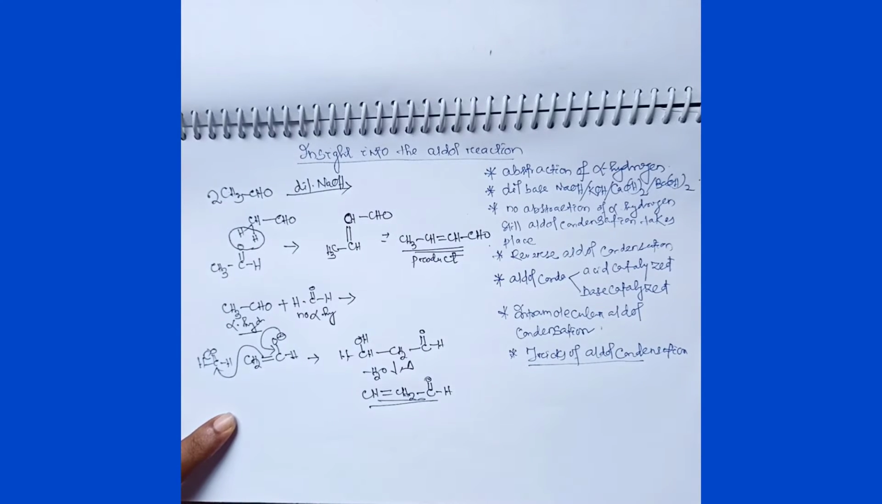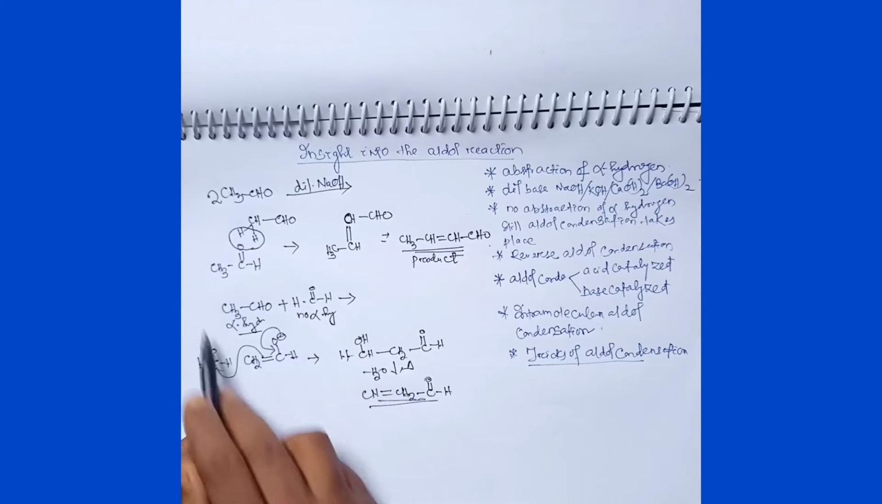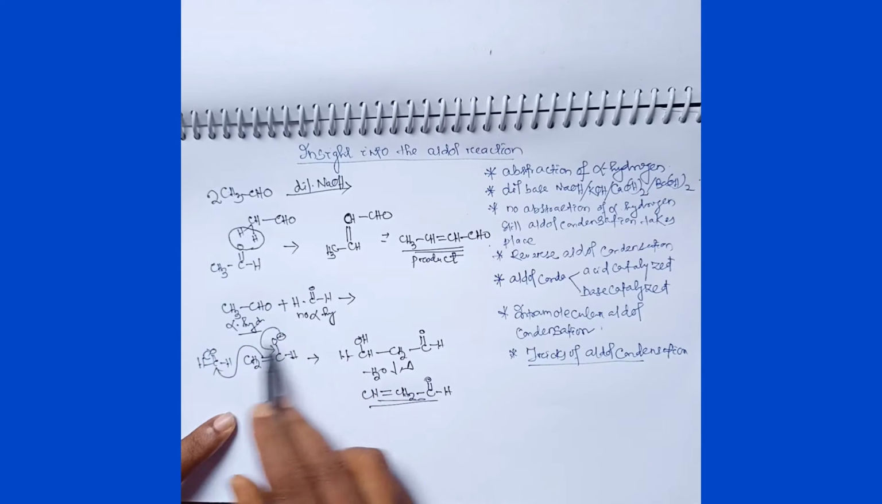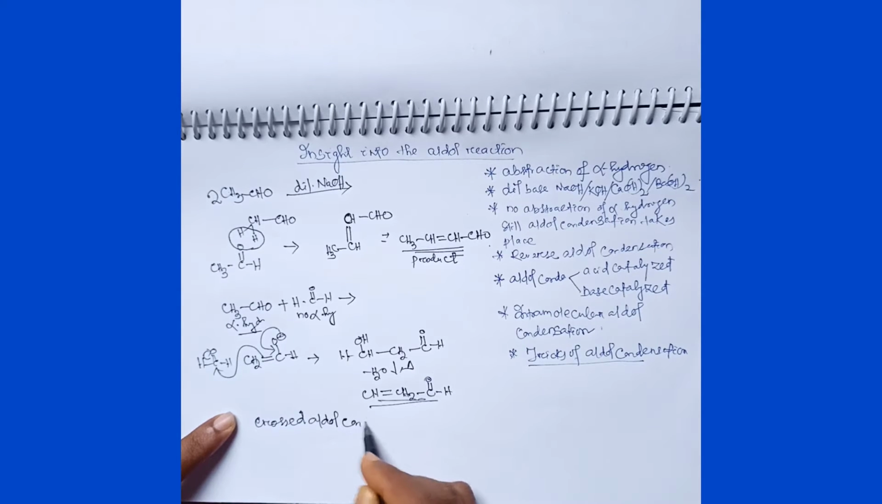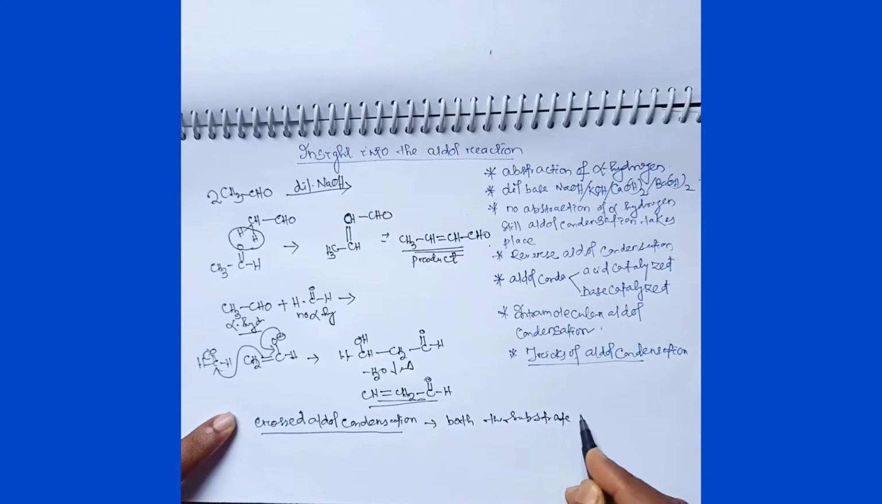So we know about these reactions. Whenever there are two types of reactants, at that time crossed aldol condensation takes place. Crossed aldol condensation: if both the substrates contain alpha hydrogen, four types of products form.